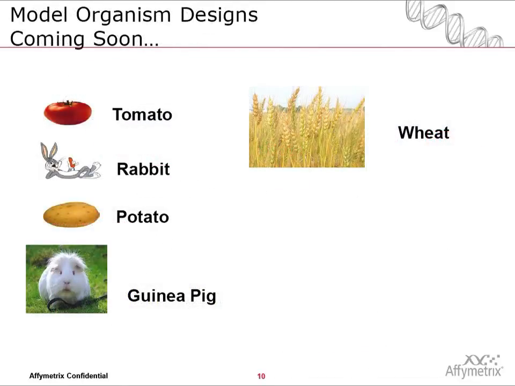From a model organisms perspective, we continue to introduce new arrays. We'll have a tomato, a rabbit, a potato, guinea pig, and then we're working with the International Wheat Genome Consortium to come up with a wheat expression array as well. If anyone is interested in any of these model organisms, especially the wheat array, we have Stan Trask over here. He works in the expression strategic marketing, and he can help answer questions. He can also gather any input that you may have on these arrays.